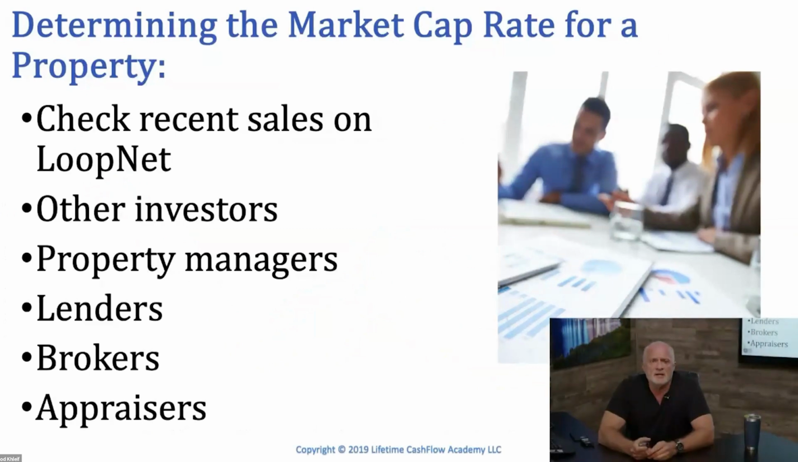Okay, now how do you determine the cap rate for a property? You can obviously check and see what properties have sold for. If you can get the NOI information, you know what the sales price, you can figure it out. You can talk to other investors, property managers, lenders, brokers, appraisers, and all of them can help you determine cap rates in a particular market.